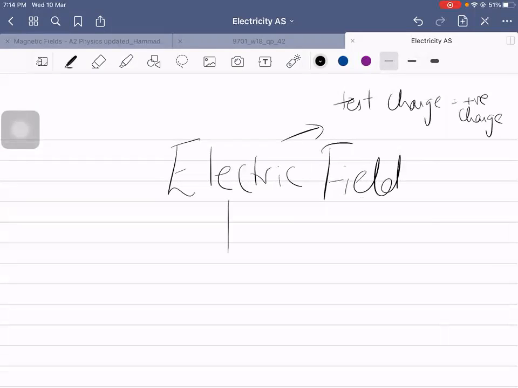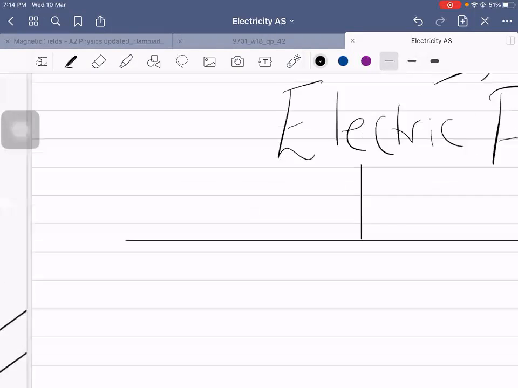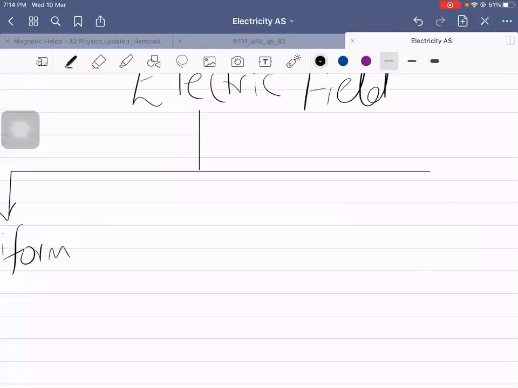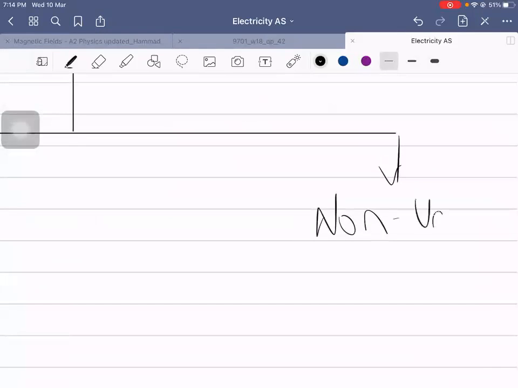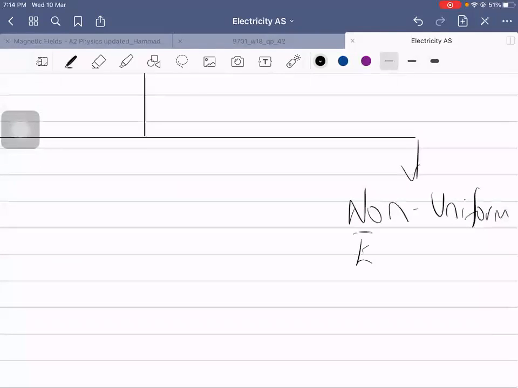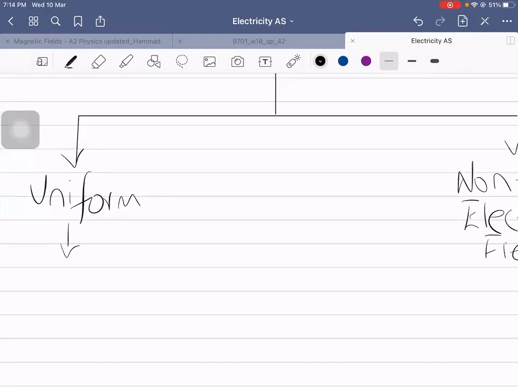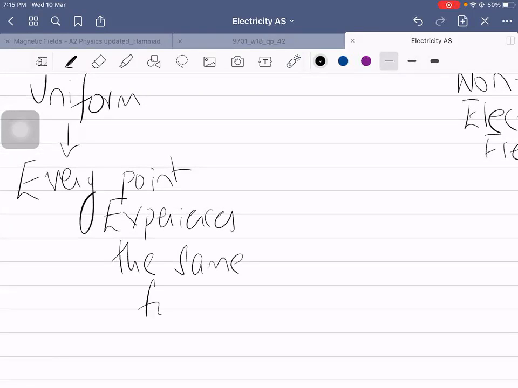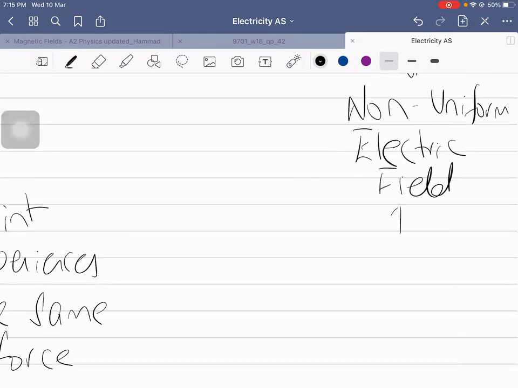अच्छा, electric field is of two types. We have a uniform electric field, right? And we have a non-uniform electric field. ठीक है? Uniform electric field, every point experiences the same force, right? A non-uniform electric field, force will vary.